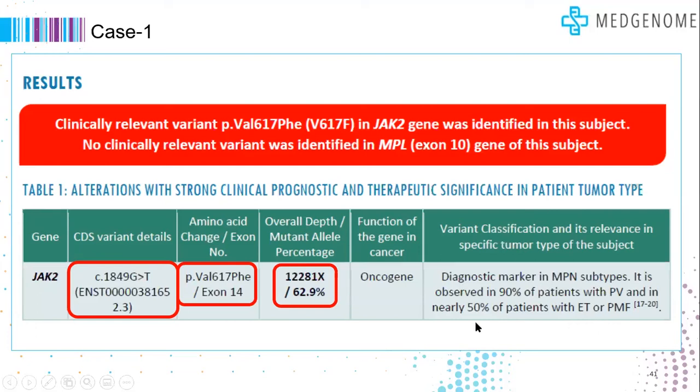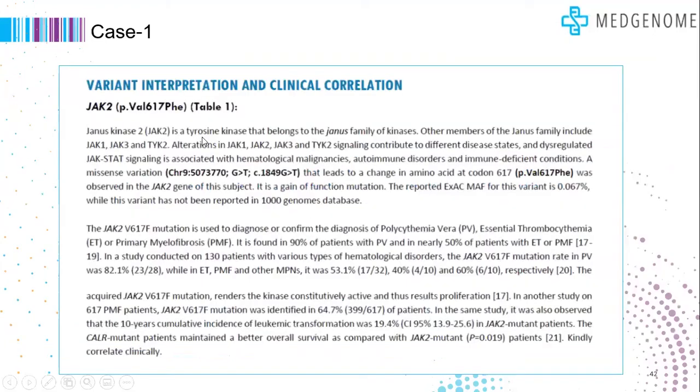And coming further down in the report, we give the variant interpretation. It starts with what JAK2 is. It's a tyrosine kinase, what family it is, etc. Then we give the chromosomal position. This is what is called the g. position. In chromosome 9, this particular number, 5073770, is the place where this mutation is. That is called the g. position or the genomic position, which corresponds to a cDNA position where a G has become a T. And in the protein, the amino acid change is p.V617F, in codon 617.